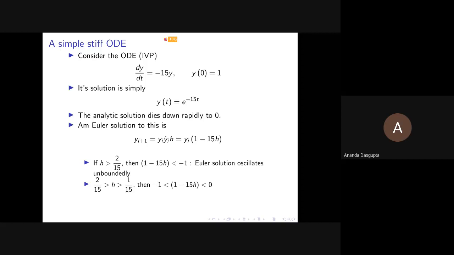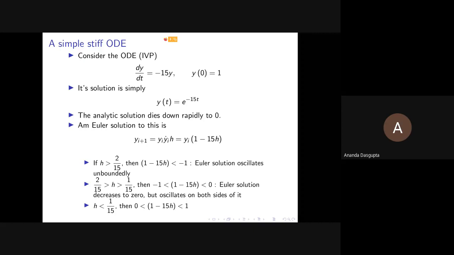It gives you oscillations. So forget numerical accuracy, even qualitatively it is wrong. It's only when h is less than 1 by 15, then this common ratio is less than 1, so it's going to decrease monotonically to 0, the way the actual solution does. Now you might say 1 by 15 is anyway too large a value of h.